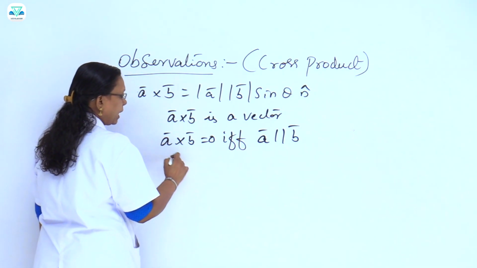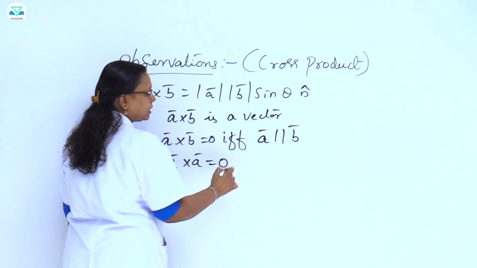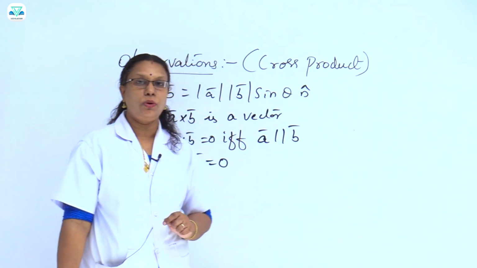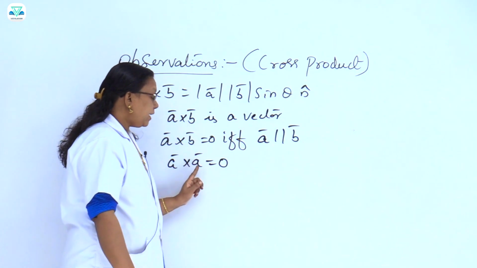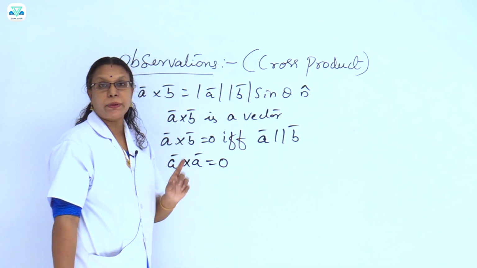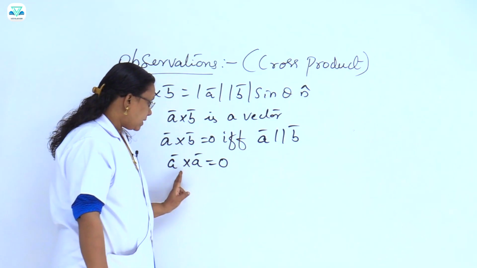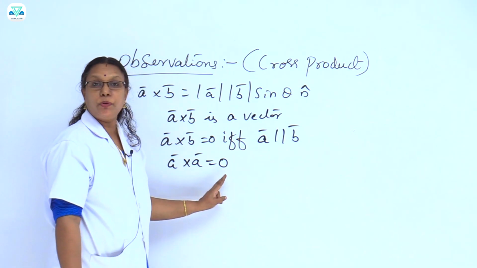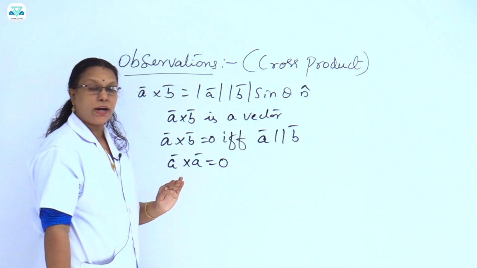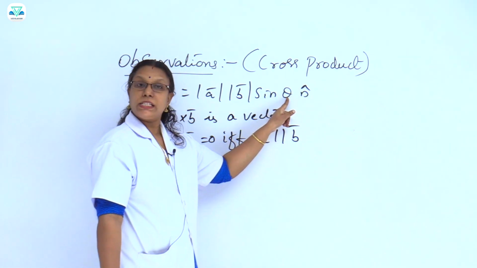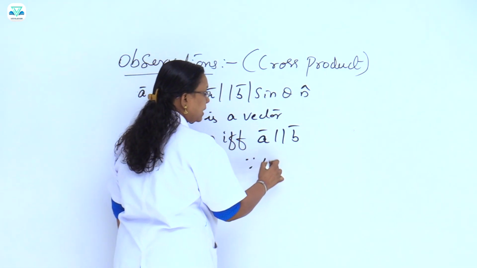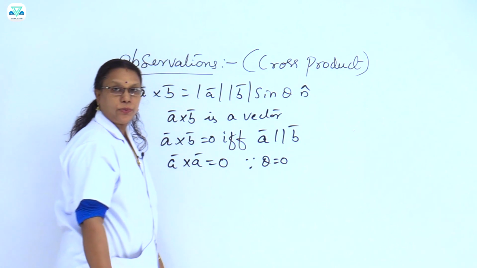So accordingly, A cross A is equal to 0. The cross product of a vector with itself is 0, whereas I dot I is 1. That is, A dot A is modulus A square, whereas A cross A is always 0, because the angle between the A vectors is 0, and sin 0 is 0. So A cross A is equal to 0, and in this case theta is equal to 0.